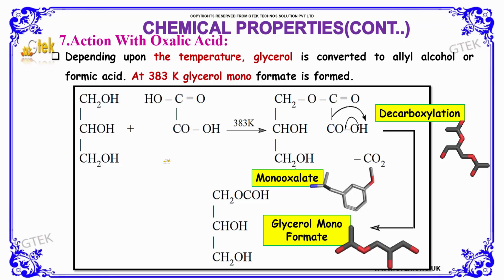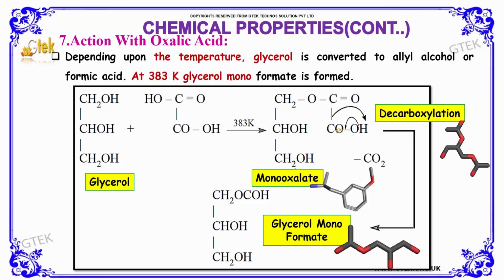The seventh chemical property is about the action with oxalic acid. Depending upon the temperature, glycerol is converted to allyl alcohol or formic acid. At 383 Kelvin, glycerol monoformate is formed, where glycerol is first converted to allyl alcohol as shown here. This reaction takes place at a temperature of 383 Kelvin.